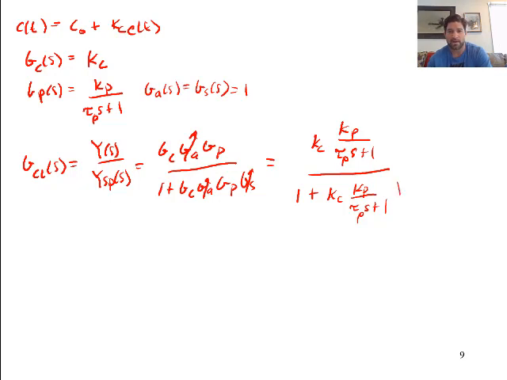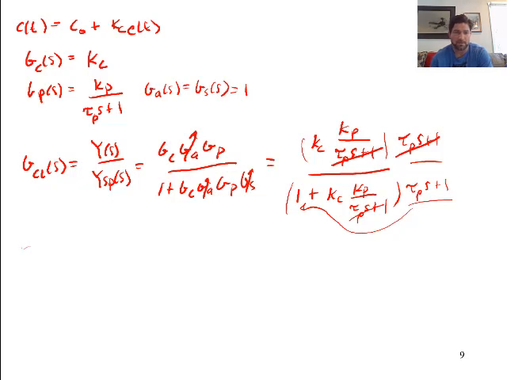So we can do that by essentially multiplying everything by 1. I'm going to multiply the top and bottom by tau p s plus 1 over tau p s plus 1. On the top, these terms are going to cancel off. On the bottom, this is going to cancel off with this term, and then this is going to be multiplied by this term. So again, closed loop.